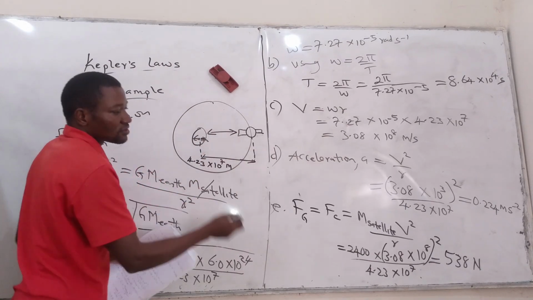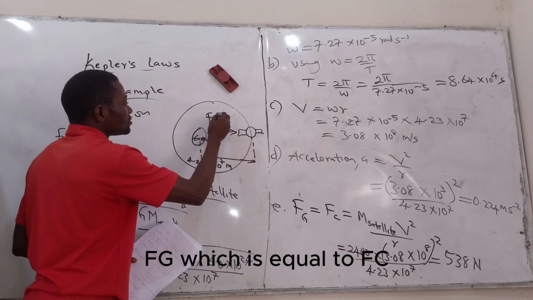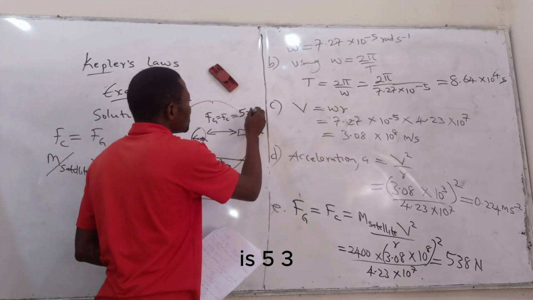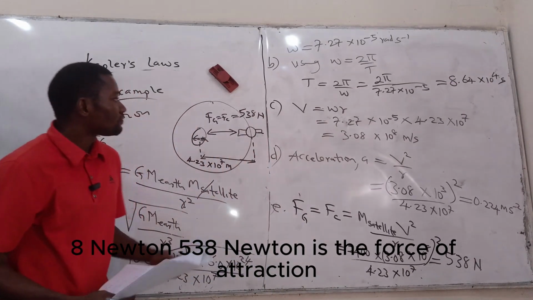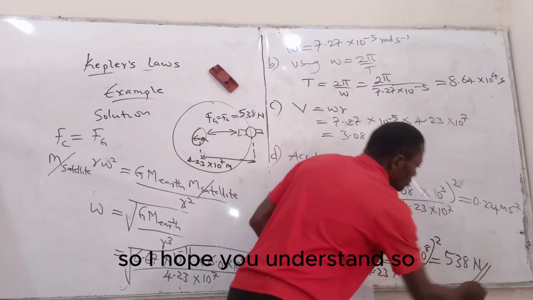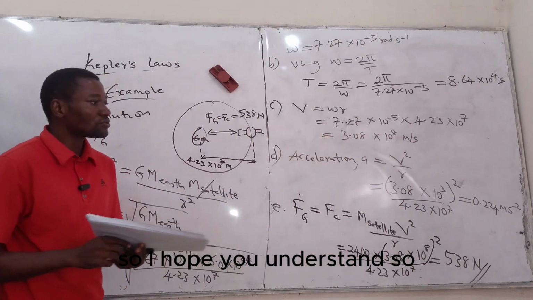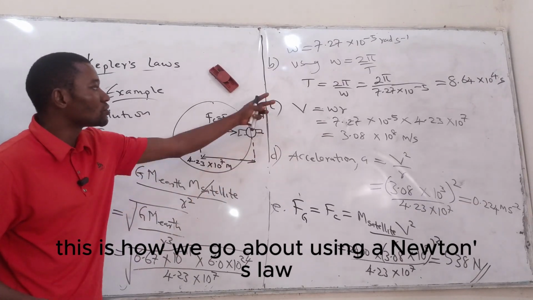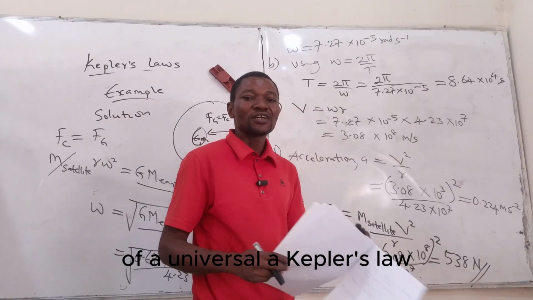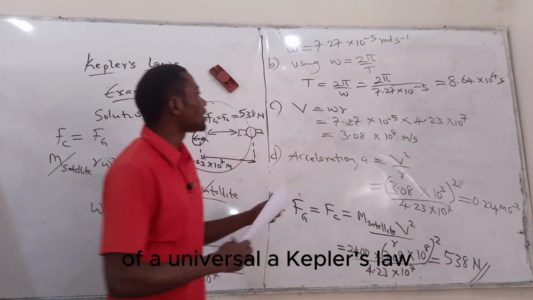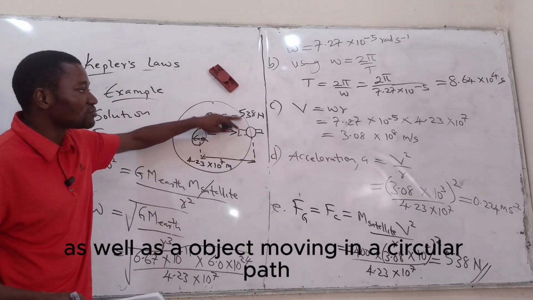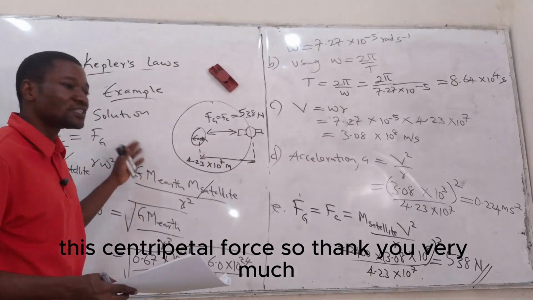So the force of attraction here, Fg, which is equal to Fc, is 538 Newton. 538 Newton is the force of attraction. So I hope you understand. So this is how we go about using Kepler's law, as well as Newton's law, as well as an object moving in a circular path, the centripetal force.